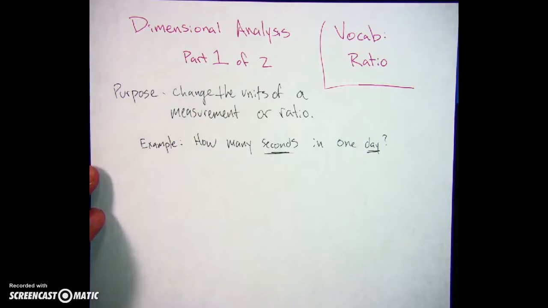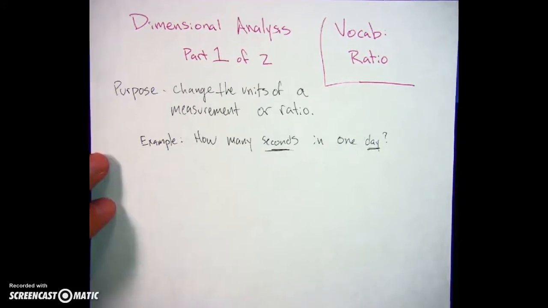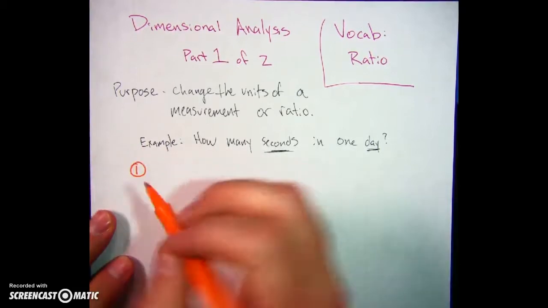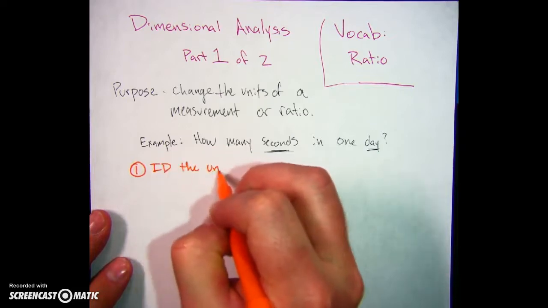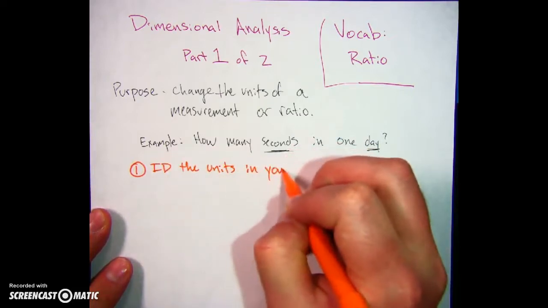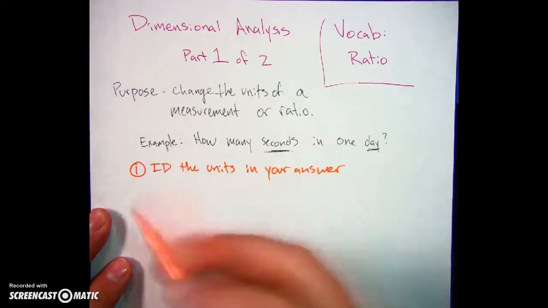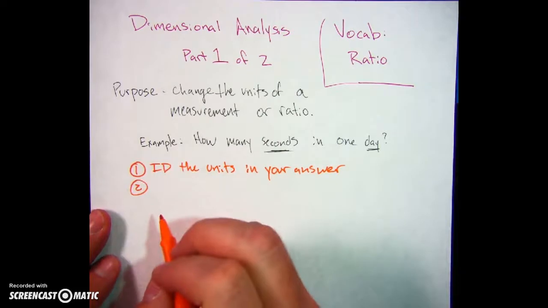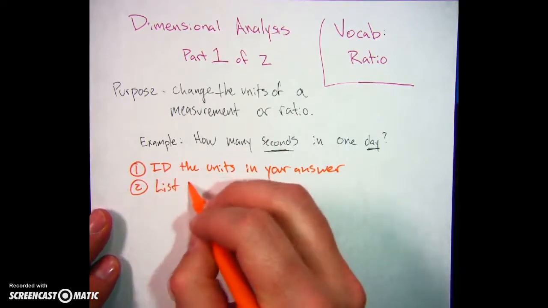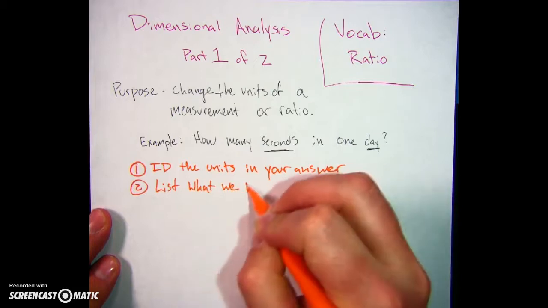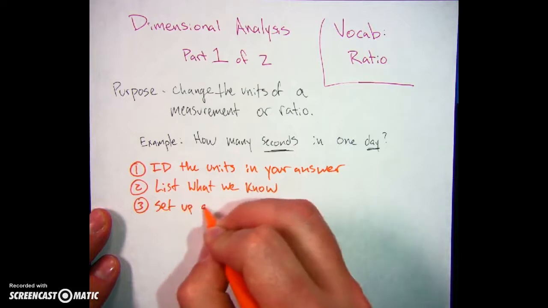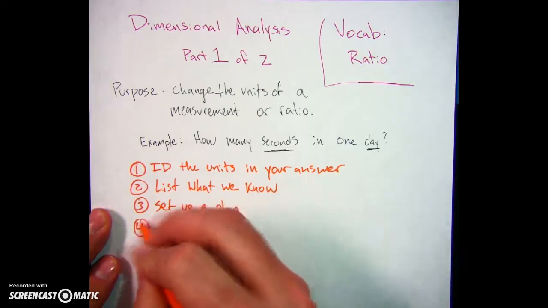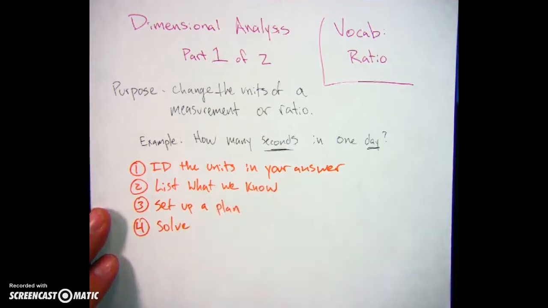So let's get started. The first thing that we need to talk about are some steps. The way I see it, there are 4 steps when doing dimensional analysis. The first step is to identify the units in your answer. And we're going to walk through all these with the example problem in just a second. Step number 2 is to list what we know. Step 3 is to set up a plan. And step 4 is to solve. So let's put these steps into practice.